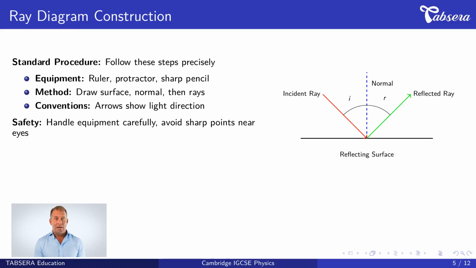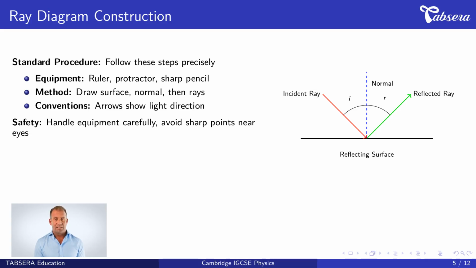Now we examine ray diagram construction. This follows Cambridge IGCSE standards precisely. The equipment needed includes a ruler for straight lines, a protractor for measuring angles, and a sharp pencil for clear lines. The method consists of these steps.